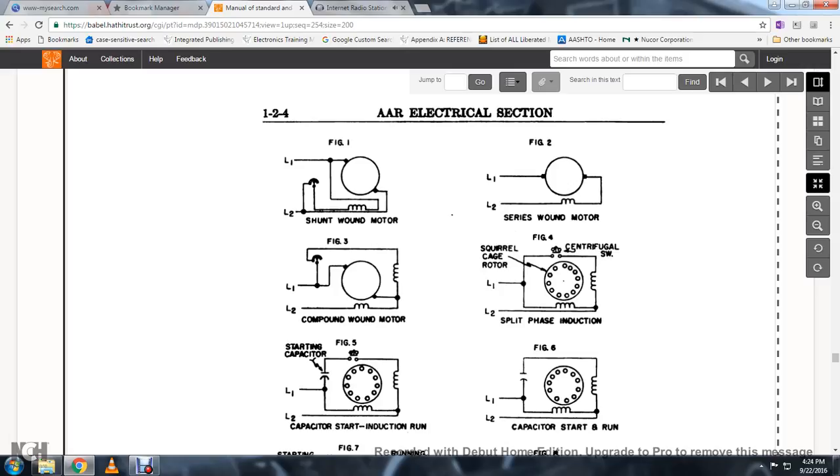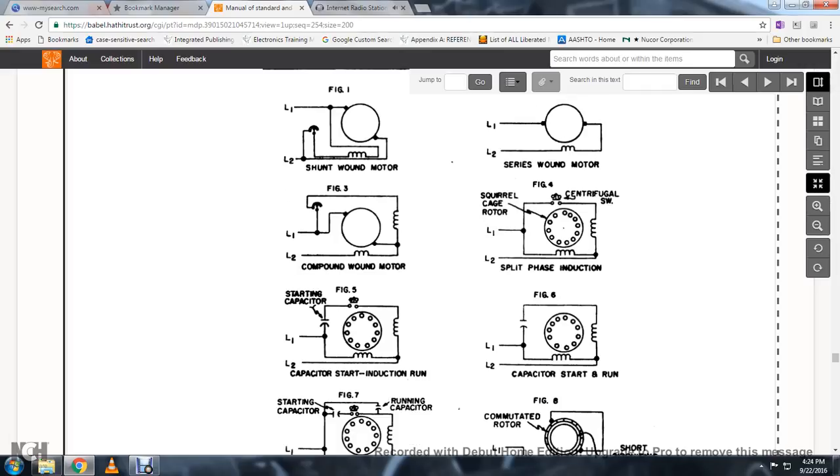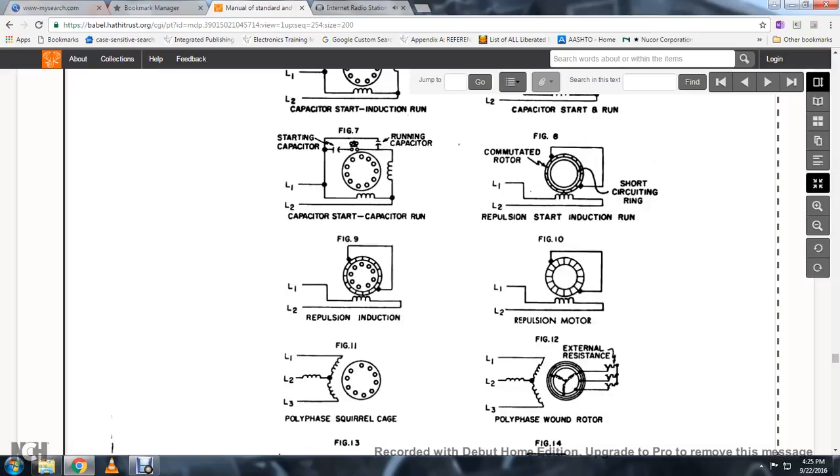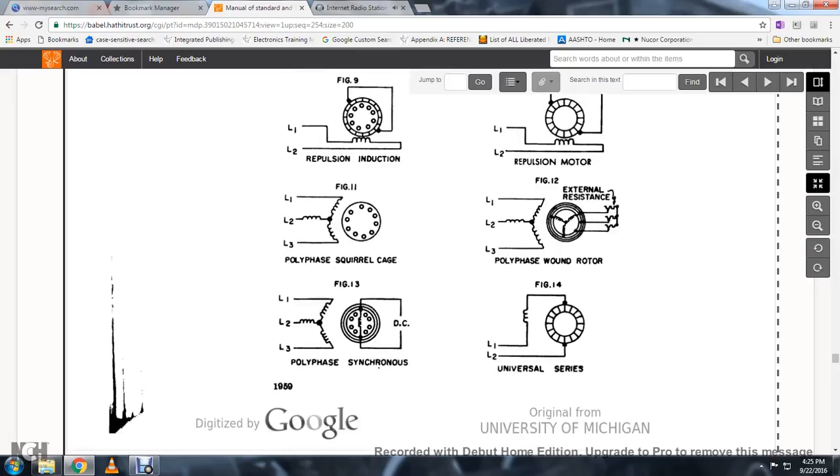Shunt wound motor, series wound motor, compound wound motor, split-phase induction motor, capacitor start, capacitor-start induction-run, capacitor run, capacitor start and run, repulsion start induction run, repulsion induction, repulsion motor, polyphase squirrel cage, polyphase wound rotor with external resistance, polyphase synchronous motor, DC universal series.